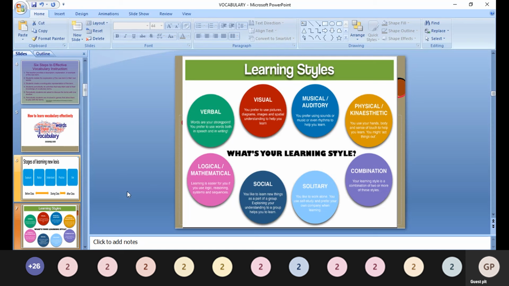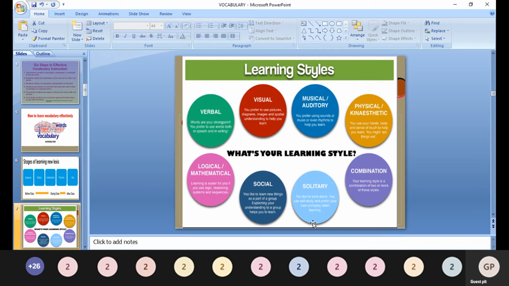Social, you like to learn new things as a part of a group. Explaining your understanding to a group helps you learn. See, social, like group studies, where you learn as a group. When you learn as a group, and also when you explain it to a group or to a partner, one more person, you remember things better. When you explain, you're able to remember things in a better way. So that is also the social way of learning.